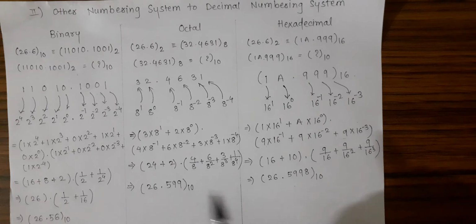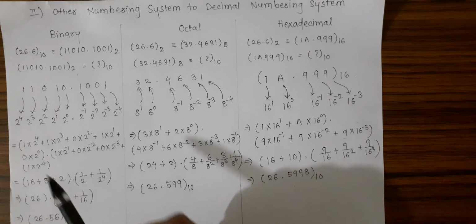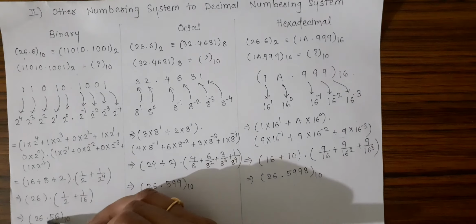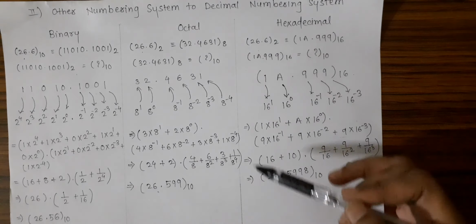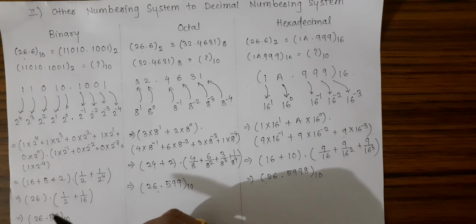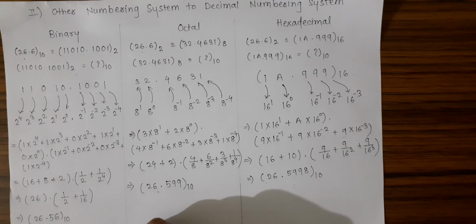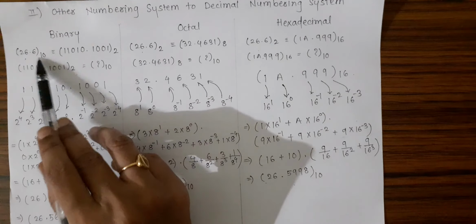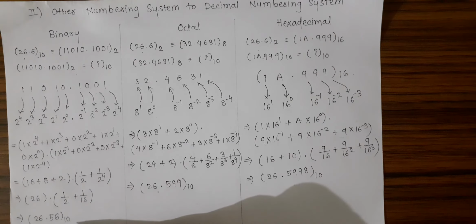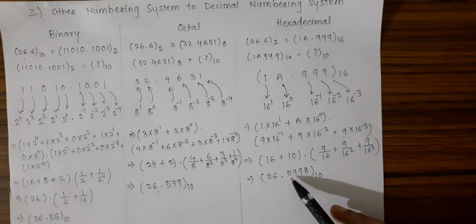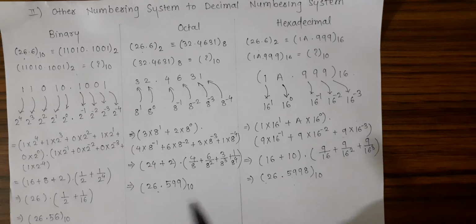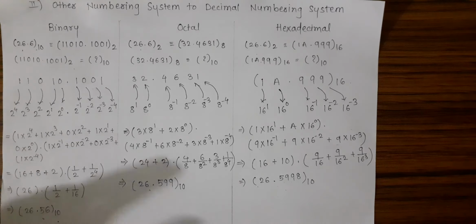Now you must have noticed that we have converted integers back to the original integer value 26, but with the fractional part we lost the precision. Instead of getting 0.6, we obtained approximations to 0.6, that is 0.56, 0.599, 0.59998.